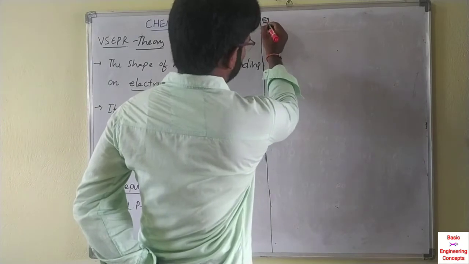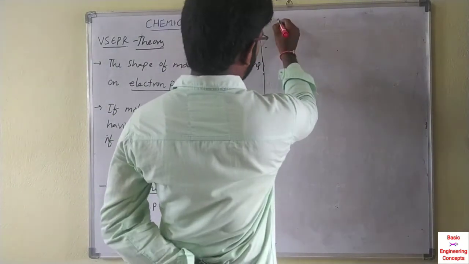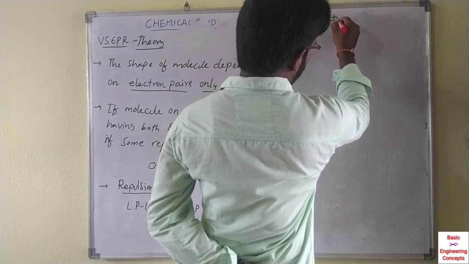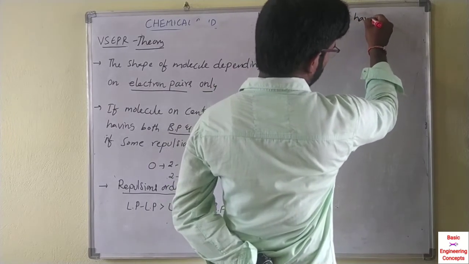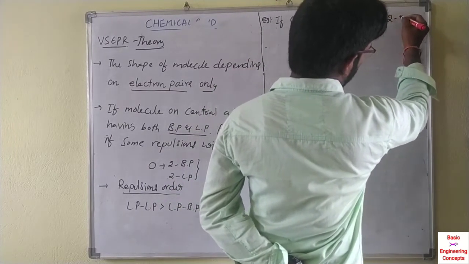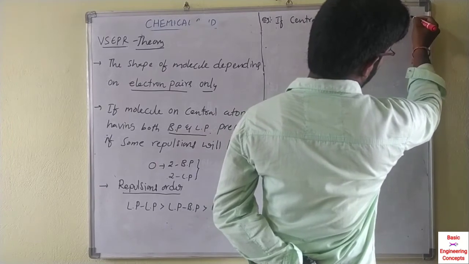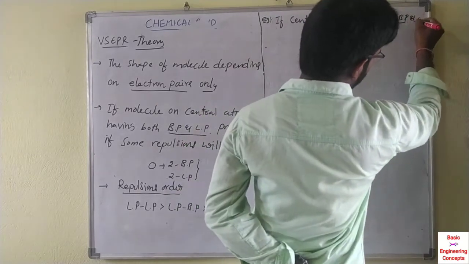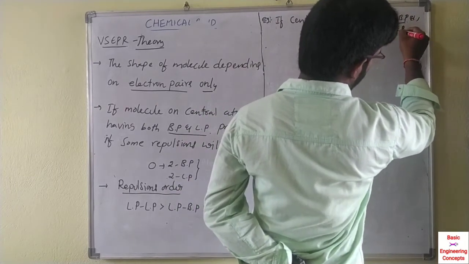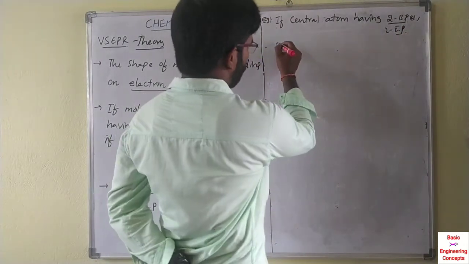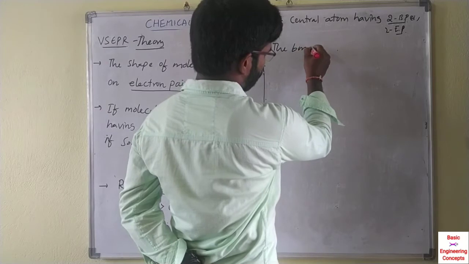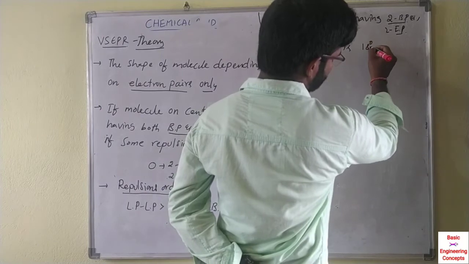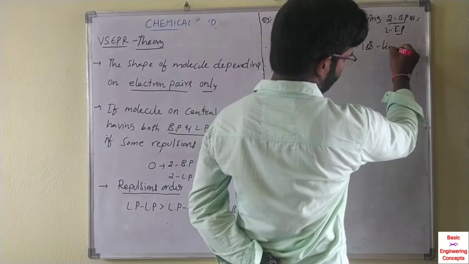Example, very important. If the central atom has two bond pairs or electron pairs, the bond angle is 180 degrees and the structure will be linear.